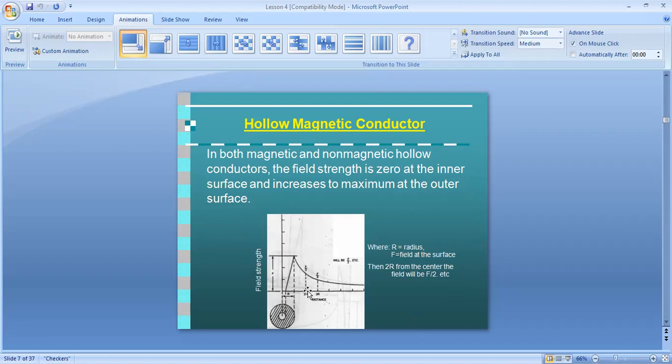The field generally we measure in Gauss. The unit is Gauss. So we use a Gauss meter to measure the field. So what this means is, if you are going away from the conductor, then the field will reduce.